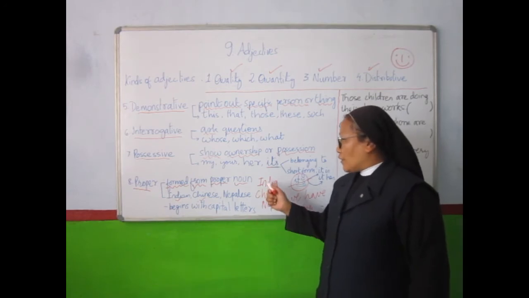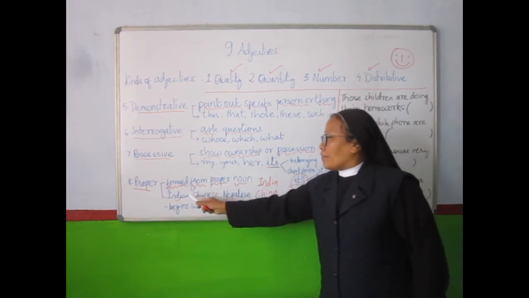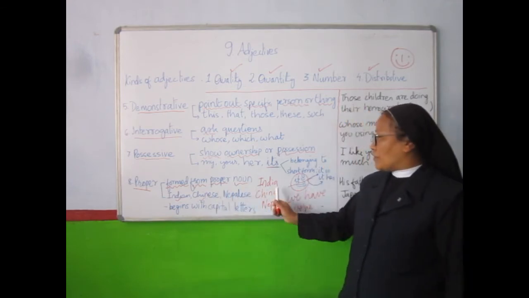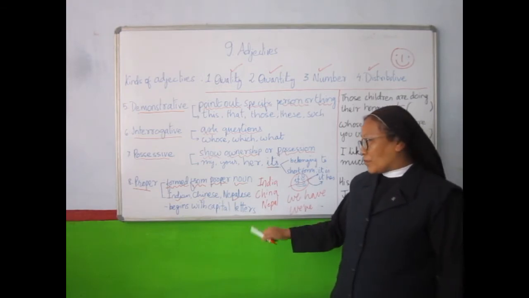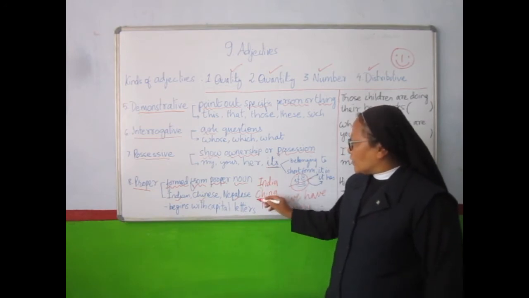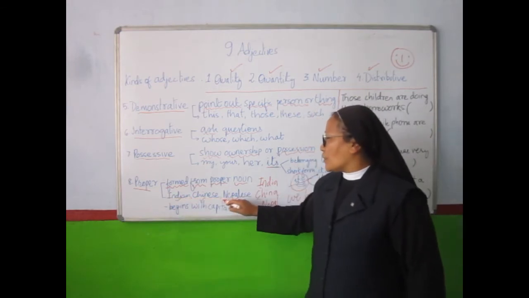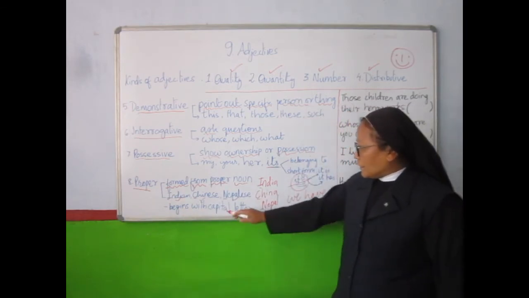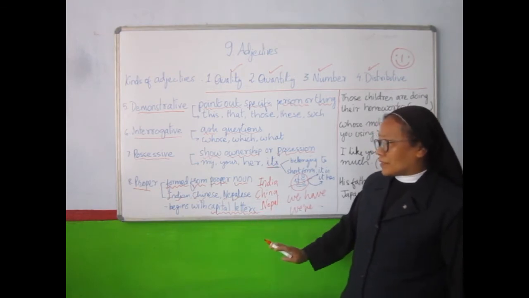Alright? So, proper adjectives are formed from proper nouns. Okay? For Indian, the proper noun is India. For Chinese, the proper noun is China. And for Nepalese, the proper noun is Nepal. Remember that we always use capital letters for proper nouns as well as proper adjectives. Please do not forget, always use capital letters.